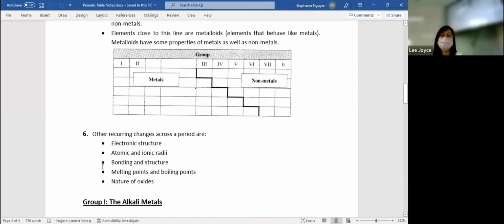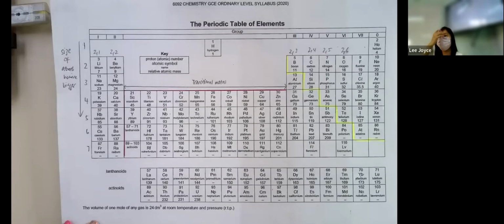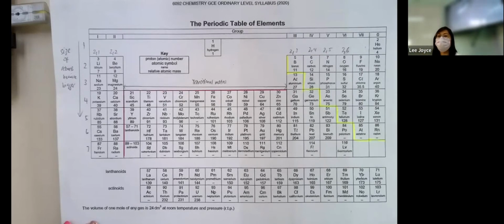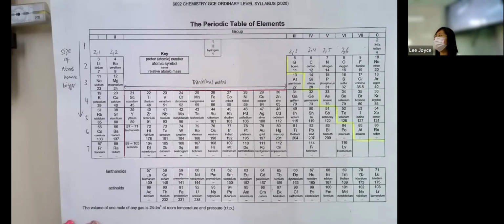Now, melting point and boiling point. Can you just make a guess? Between the metal and non-metal, which one has a higher melting point and boiling point? What do you think, Tiffany? Metal and non-metal, which one has a higher melting point? Non-metal has a higher melting point and boiling point. Good.